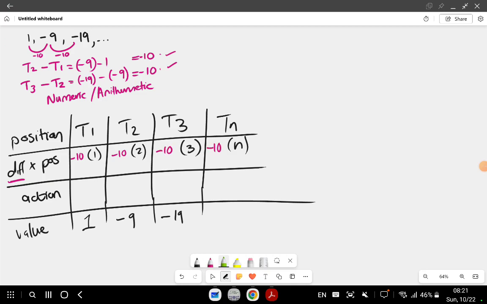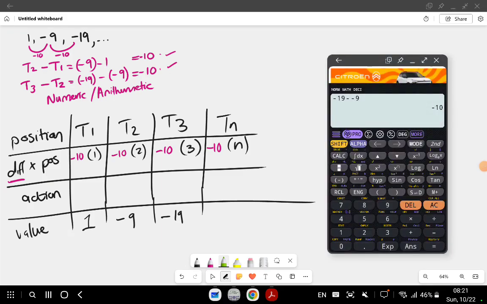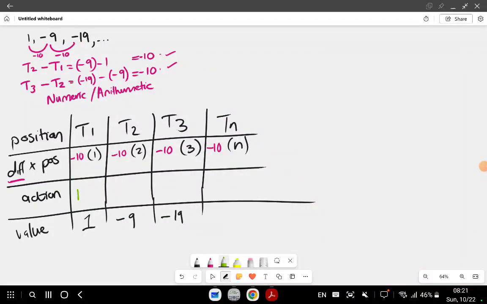Now I want to do the action. So if I say -10 multiplied by 1, I get -10. What do I do to -10 to get to 1? So if I say -10 plus 10, I get to 0. So let's say plus 11. Plus 11, that gets me to 1. Okay, so I'm going to say plus 11 over there.